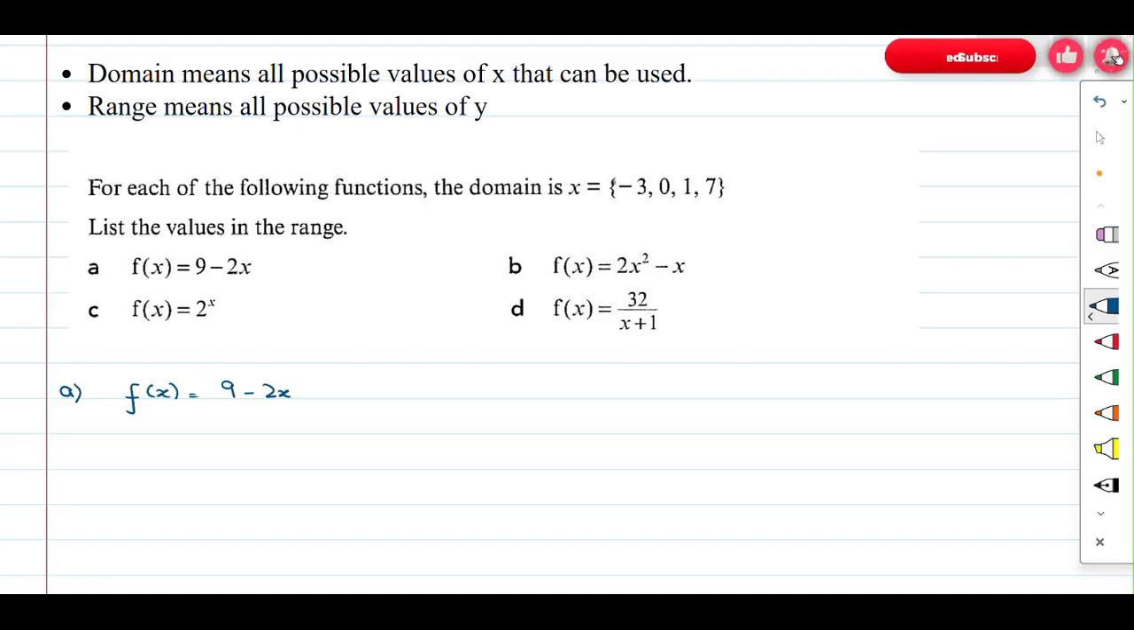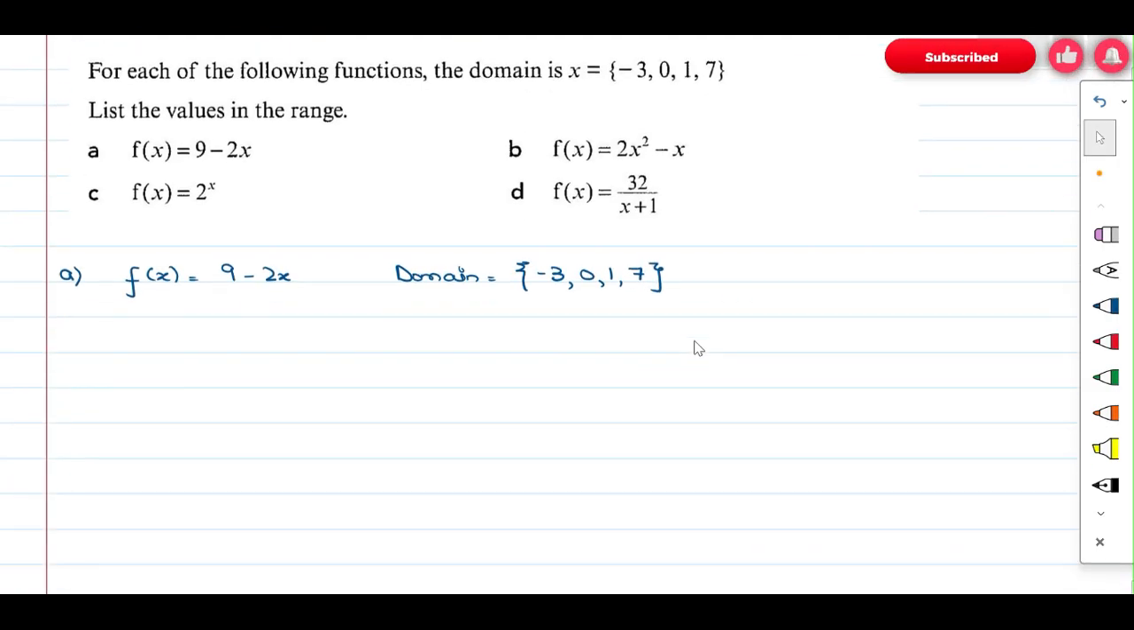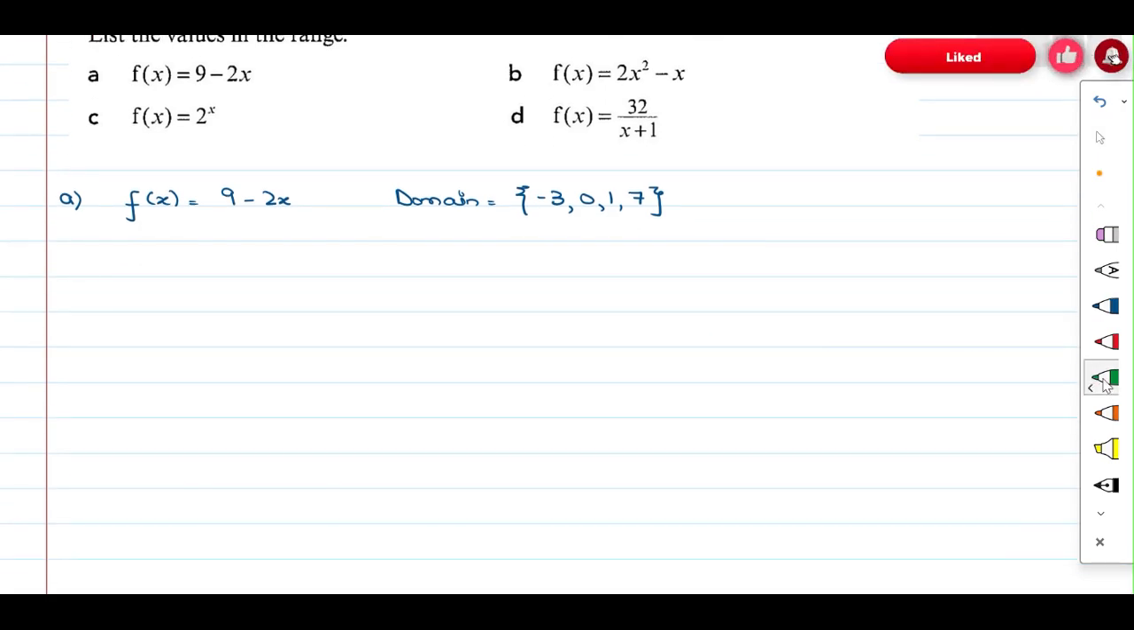Now the domain of this function is given to us. Its domain is minus 3, 0, 1, and 7. Now we need to figure out what is its range. What are the outputs at minus 3, 0, 1, and 7? Okay, now function value at minus 3, function value at 0, function value at 1, and the function value at 7, right? Those are the range, right?